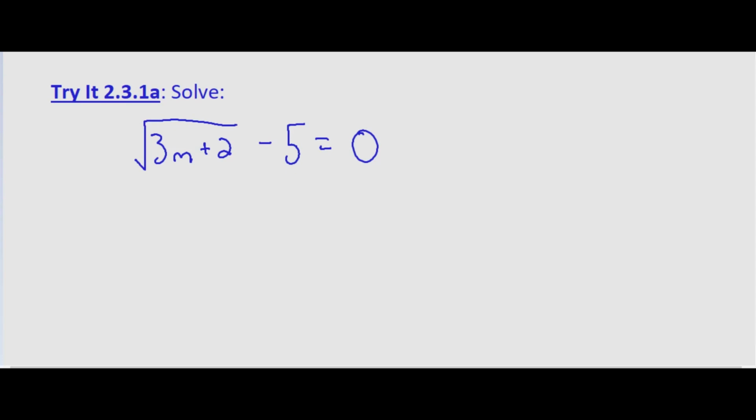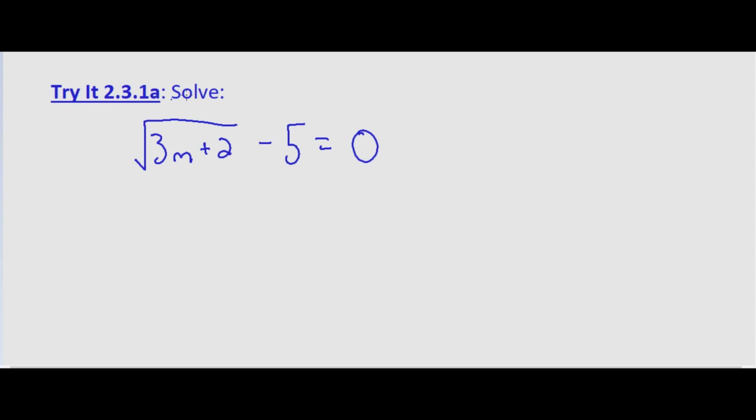When we do that, it's important that we check the answers, because when we square something, 3m plus 2 is not held to the same standards as the square root of 3m plus 2. With 3m plus 2, if we're not going to get a complex number for a solution with the radical, it has to be greater than or equal to 0. So we will check our solutions to be sure that they match the original equation.